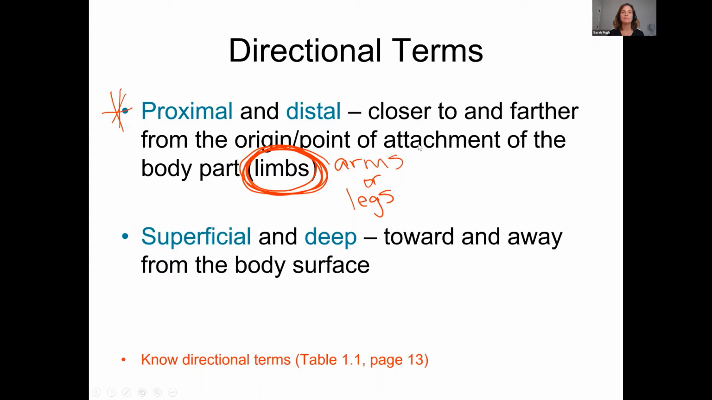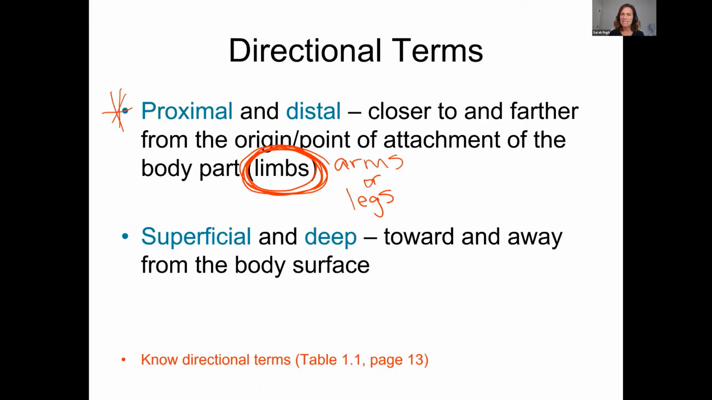Okay. So proximal just means closer to, distal means farther from. Now, if we're using this on the legs, the point of attachment for the legs is going to be the hips. So let's use these terms on the legs. I could say something like the ankle is proximal to the toes, right? It's closer to the point of attachment than the toes are. Or I could say something like the toes are distal to the ankle. Right? They are farther from that point of attachment than the ankle is.